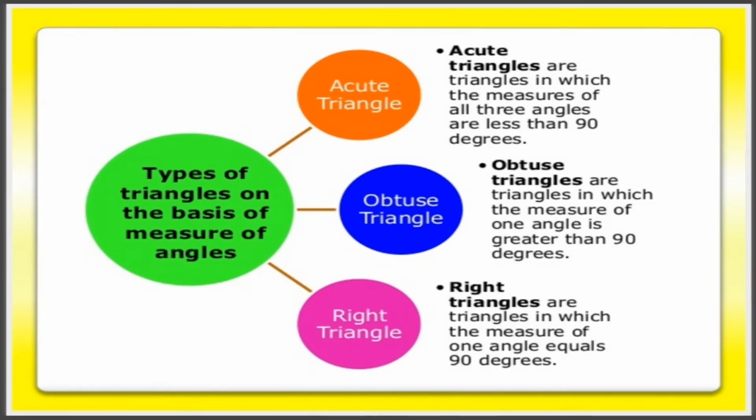Here, let us also learn about types of triangles on the basis of measure of angles. Thus, triangles on the basis of measures of angles are: number 1, acute angled triangle. In an acute angled triangle, measure of all three angles are less than 90 degree. Number 2, obtuse angled triangle. In an obtuse angled triangle, measure of one angle is greater than 90 degree. Similarly, let us learn about right angled triangle. Well, in a right angled triangle, measure of one angle is equal to 90 degree.